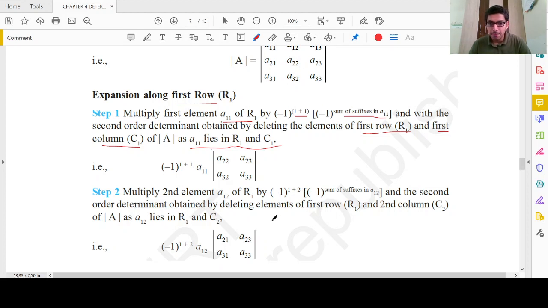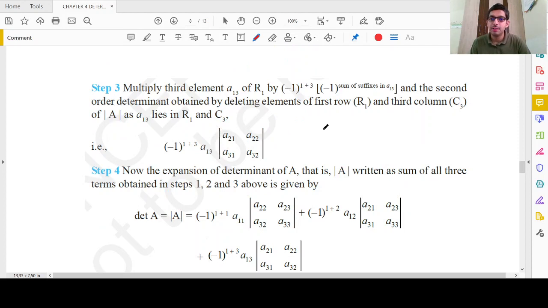So that is the second part of the determinant of a 3 by 3 matrix: multiply the second element A12 of R1 by minus 1 to the power 1 plus 2, where 1 plus 2 is the sum of suffixes in A12, and the second order determinant by deleting the elements of the first row and second column, as A12 lies in R1 and C2. So it becomes minus 1 to the power 1 plus 2 A12 multiplied with the determinant A21, A23, A31, A33, obtained by deleting the first row and second column.